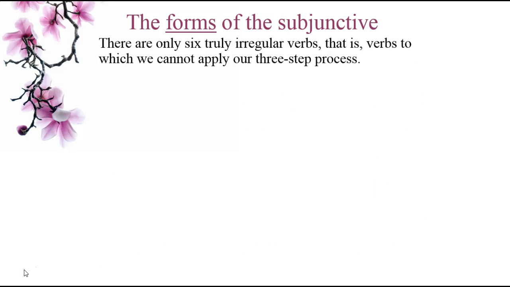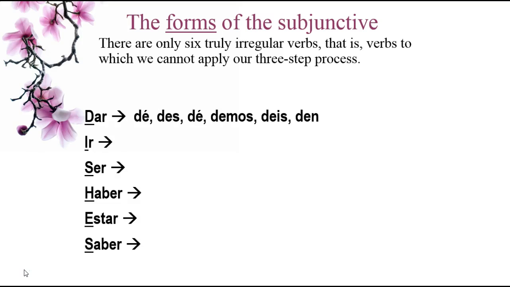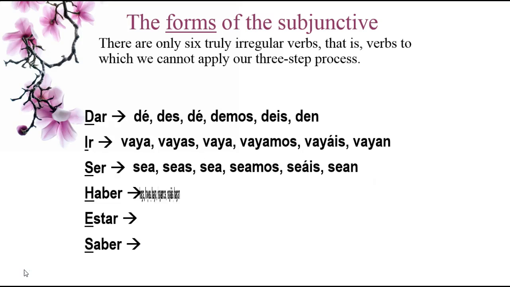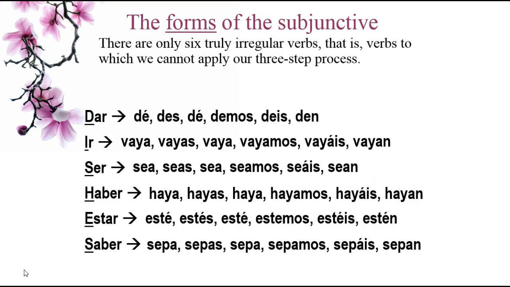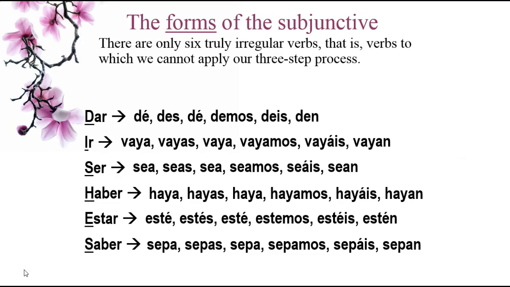There are only 6 truly irregular verbs, verbs to which we cannot apply our 3-step process, like dar, ir, ser, haber, estar, saber. Those are irregular. And that's it for now with the forms of the subjunctive.